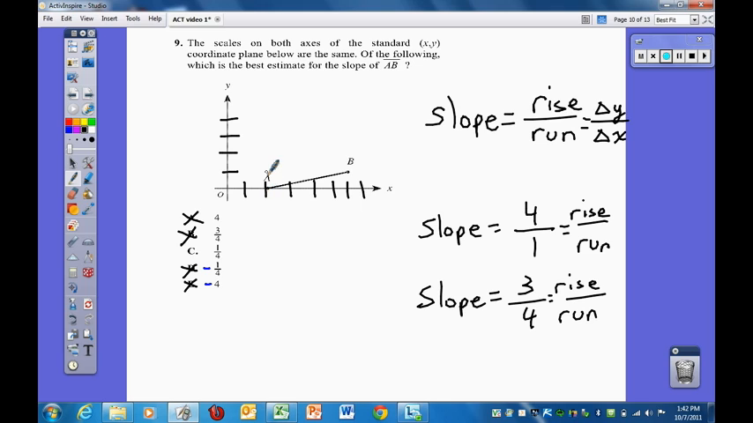Rise 1, run 4. 1, 2, 3, 4. All right, it checked out. Think about that: slope equal to 1 over 4, or rise over run.